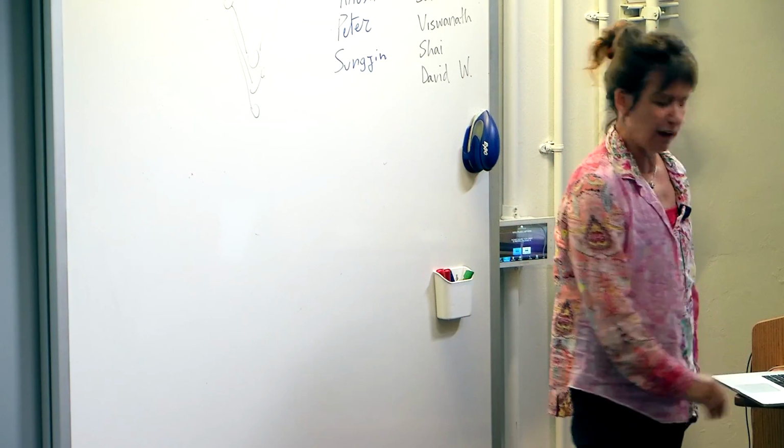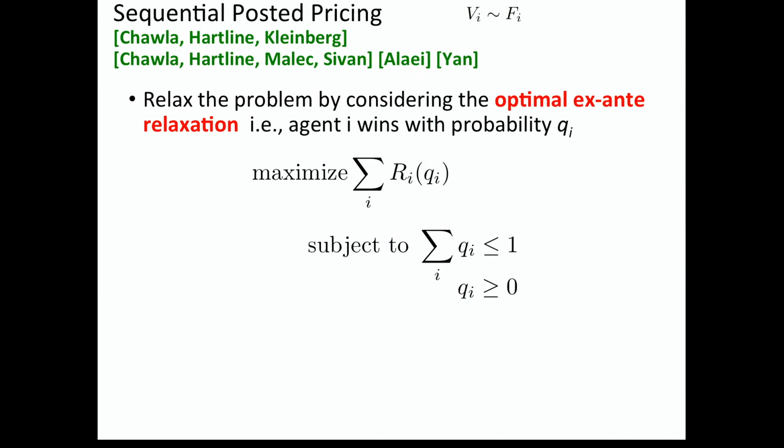So what would I do? I would solve this program. I define q_i to be the probability that agent i wins the auction. I want to allocate the item in expectation at most once. And now things are much simpler in that I can optimize point-wise for each agent once I know what this q_i is.